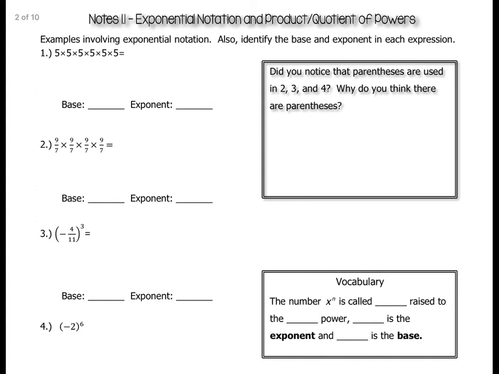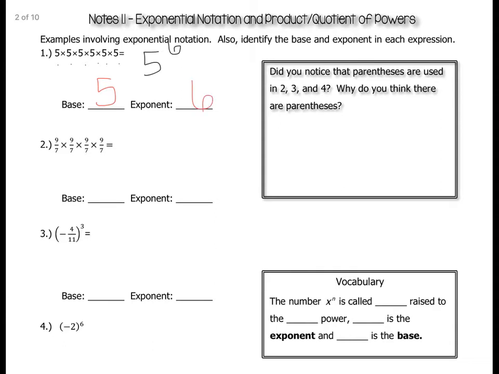All right, so this is our first lesson on exponential notation and product quotients of powers. If you remember, product means multiplication and quotient means division. So the first thing we're going to look at is 5 times 5 times 5 times 5 times 5 times 5. If you were to rewrite that with an exponent, it would be 5 raised to the 6th power. In this case, the 5 is what you would call the base, and the 6 is what you would call the exponent.